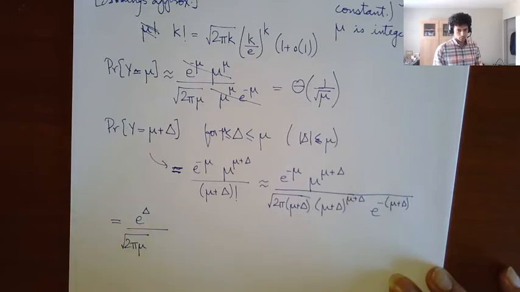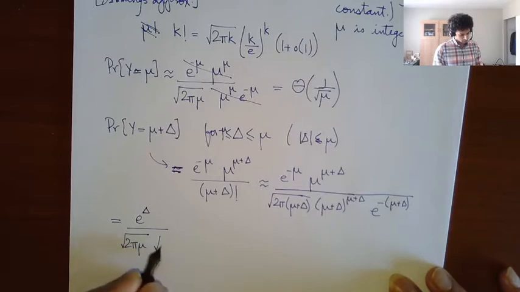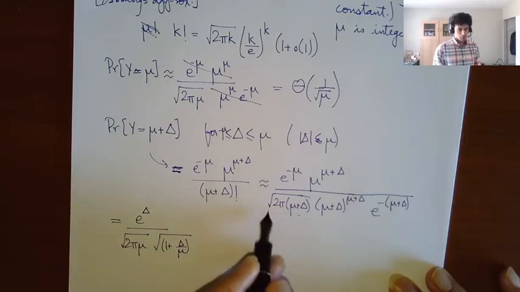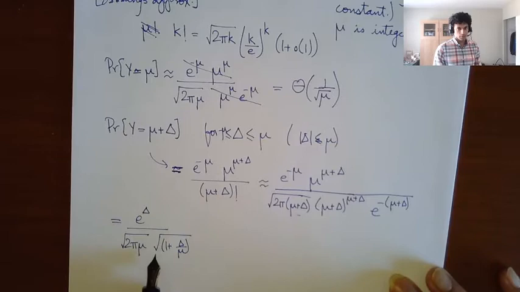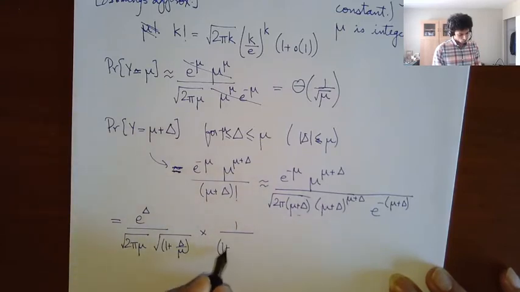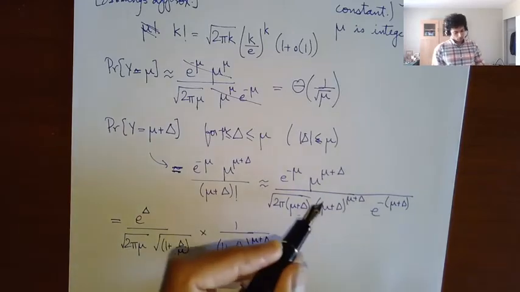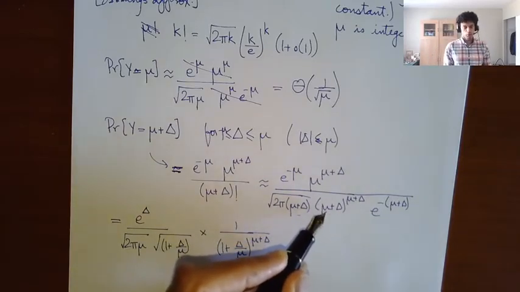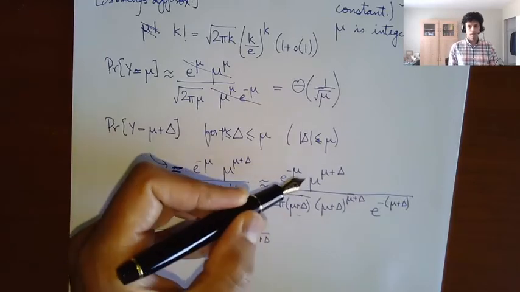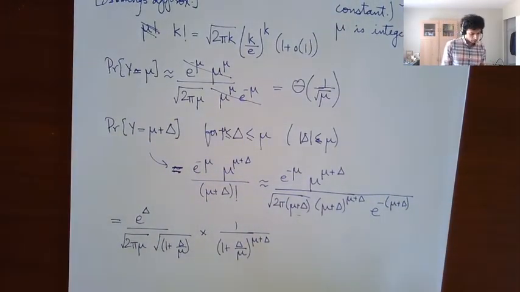divided by, and let me write this out as square root 2 pi mu times the square root of 1 plus delta divided by mu. Right? I'm just expanding that out. Times, I'm just going to combine these together. I'm going to get 1 plus delta divided by mu to the power mu plus delta. So all I did was take the mu plus delta to the power mu plus delta, divide it by the mu to the power mu plus delta, and this is the expression that I get.